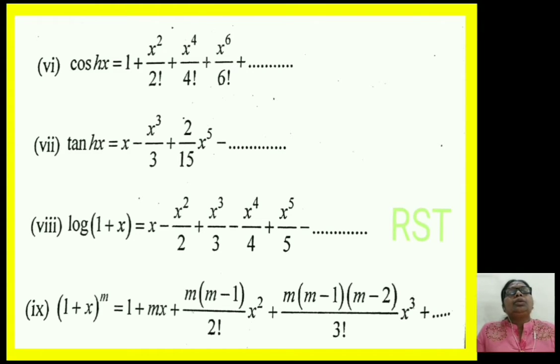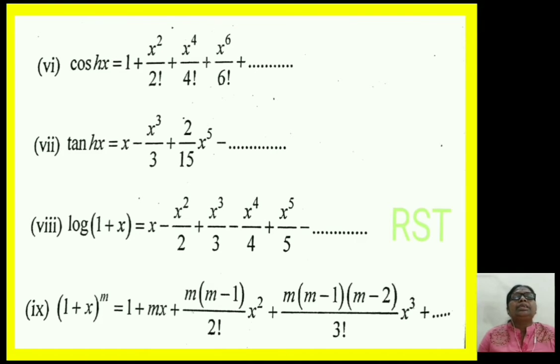Eighth result is log of 1 plus x. Log of 1 plus x equals x minus x square upon 2 plus x cube upon 3 minus x raised to 4 upon 4 plus x raised to 5 upon 5 minus and so on. Alternate plus-minus sign is there in the expansion on the RHS.